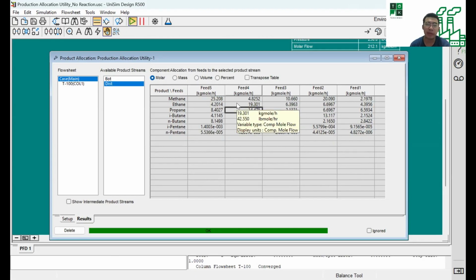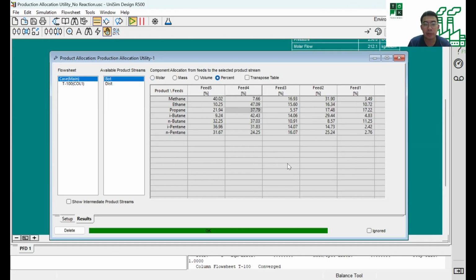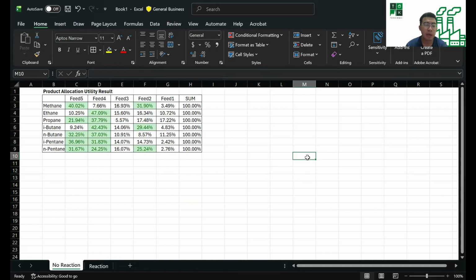Besides displaying your allocation in terms of mole, you can also display it in terms of percent. Okay, so from here, you could see clearly who has the biggest contribution in terms of percent. If you copy the production allocation utility result to Excel, you could make something like this.